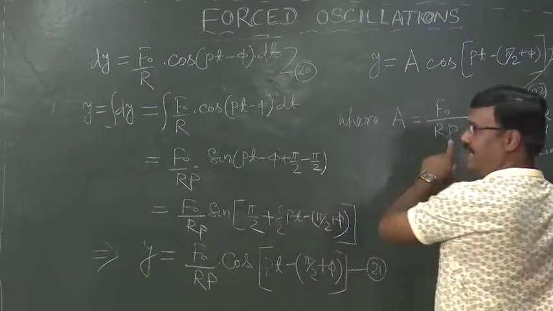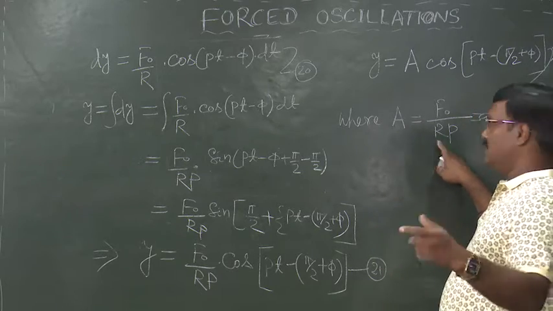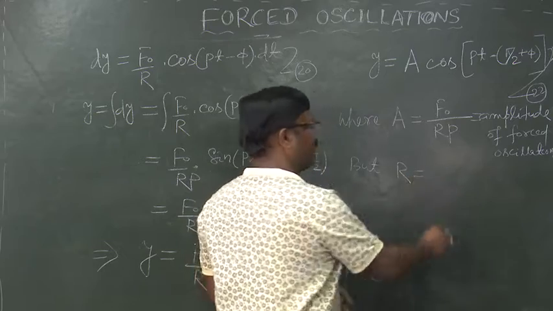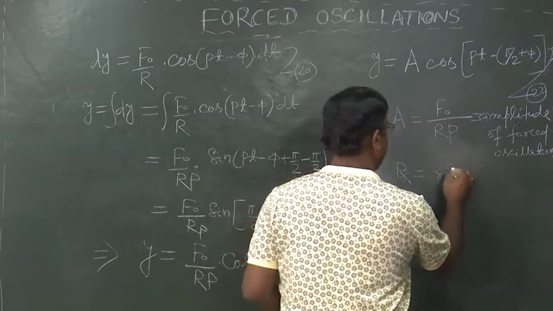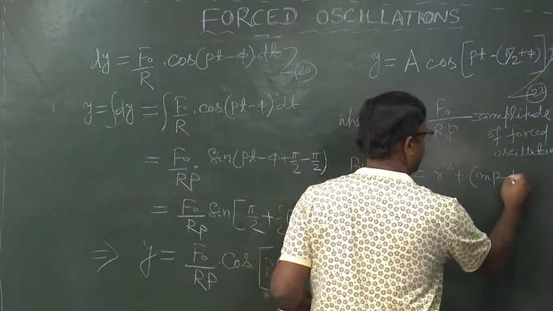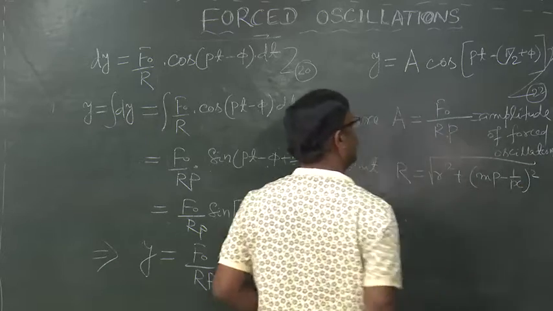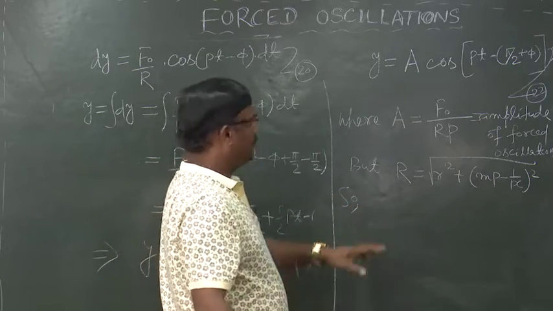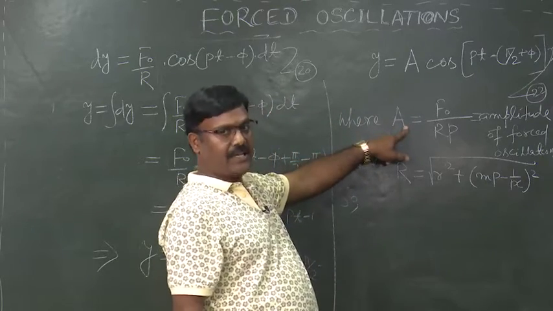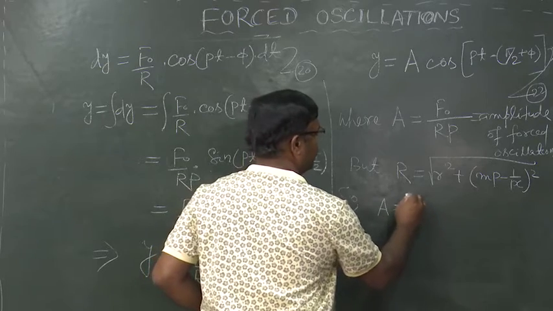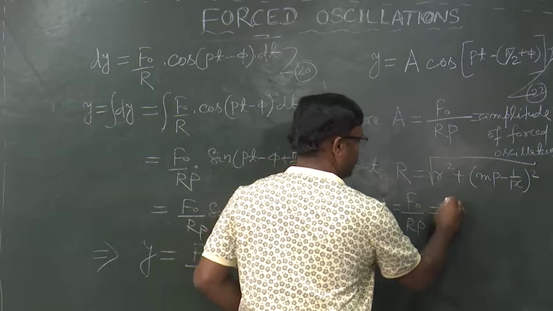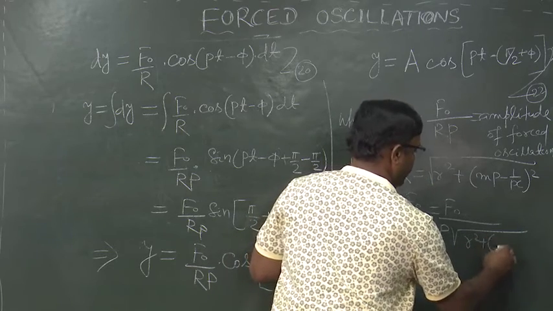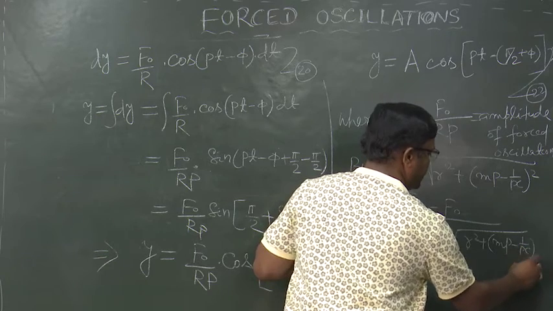But we have already found out the value of R. R is equal to how much? R square plus the whole square of MP minus 1 by PC, whole root over. So this equation for A will become A is equal to F0 by Rp, which is equal to F0 by P into root over of R square plus MP minus 1 by PC whole square.